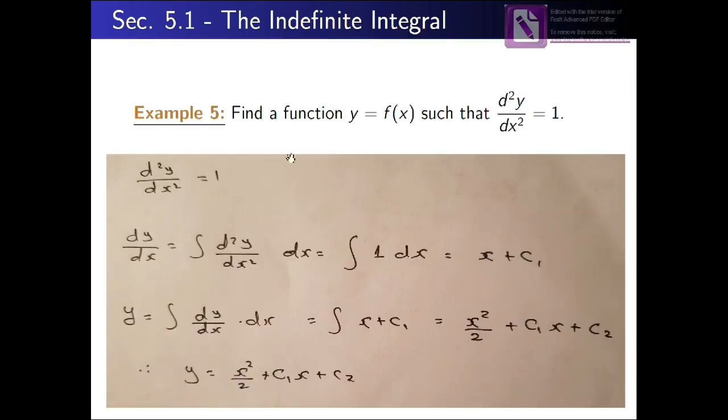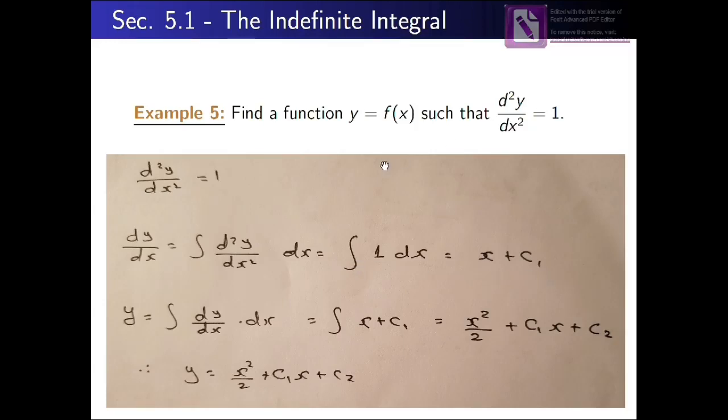For example, here we have: find a function y equal to f of x such that the second derivative of y is equal to 1. So we need to find f of x given that the second derivative is equal to 1. If we integrate the second derivative, we will find the first derivative. So dy over dx will be equal to the integration of d square y over dx square, d of x. Now the integration of 1 will be x plus a constant c, so here we write x plus c1.